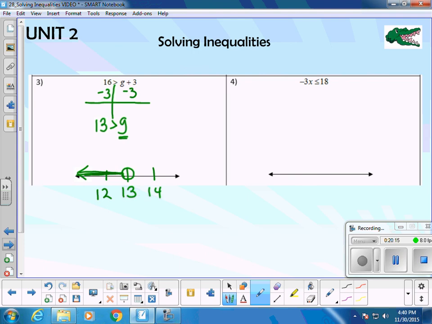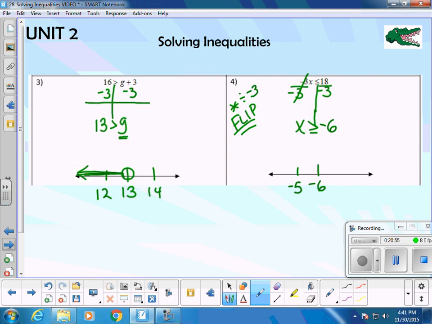Look at number 4. Number 4, we have negative 3 times x is less than or equal to negative 18. To solve this, I have to divide, and I'm dividing by a negative. So if I'm dividing by negative 3, then I have to flip my sign. So I'm going to flip that before I forget. Divide by negative 3 here, divide by negative 3 on the right. These cancel and I'm left with x. 18 divided by 3 is a negative 6. So we're going to put negative 6 here.